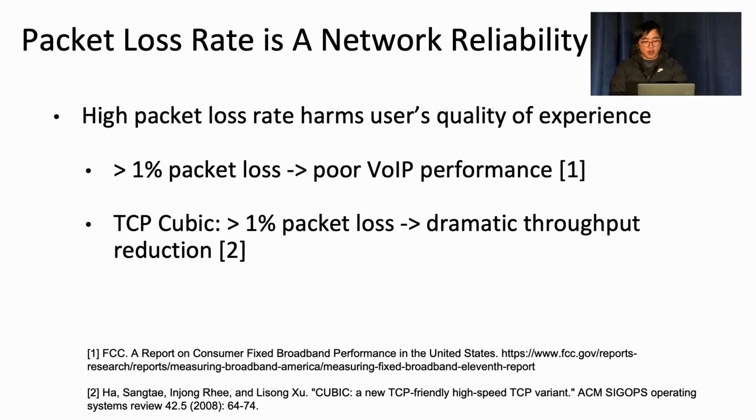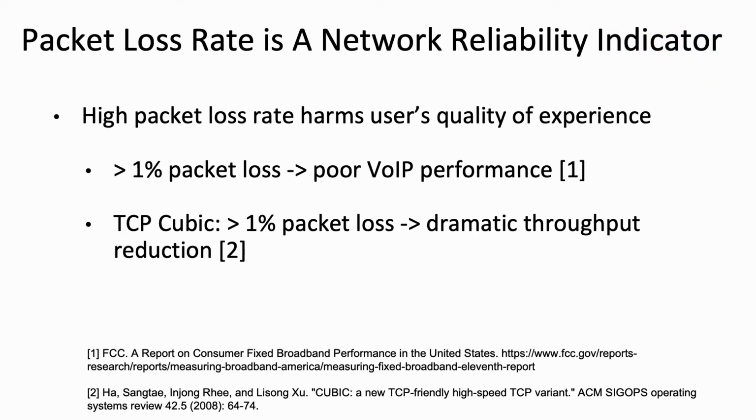Packet loss rate is an important quality of service metric for a network. When the packet loss rate in a broadband network is high, it will highly damage the user experience. For example, one previous research shows that if the packet loss rate is larger than 1%, the quality of voice over IP service will significantly decrease. In addition, TCP throughput suffers from high packet loss rate as well. For example, Cubic, one of the most popular TCP congestion control algorithms and the default TCP variant implemented in Linux, Windows, and Mac OS, will dramatically decrease the throughput when the packet loss rate exceeds 1%.